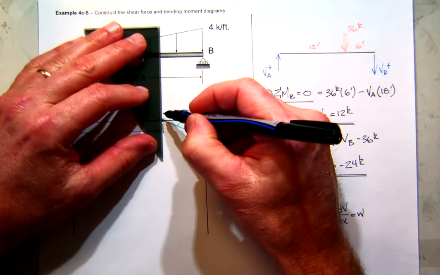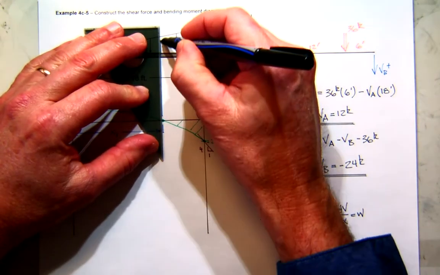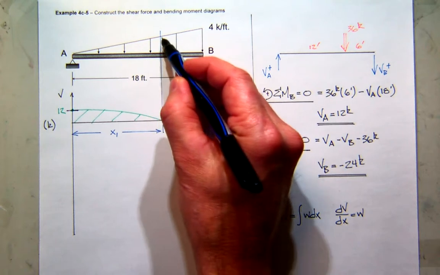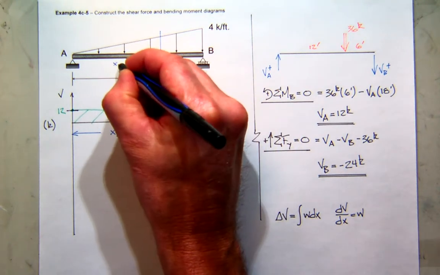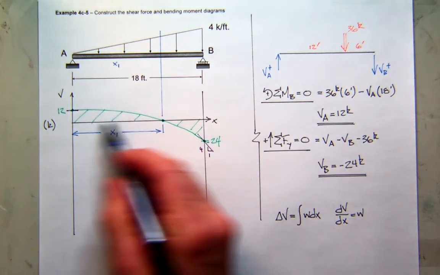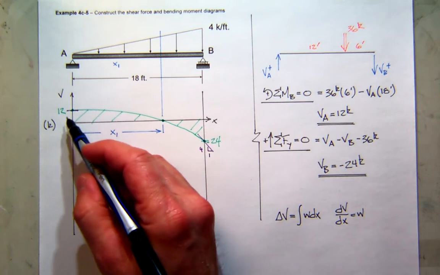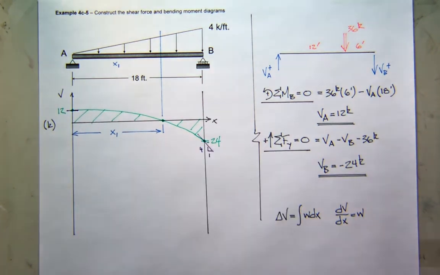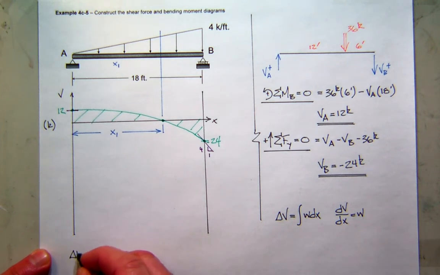And if I project that up, then I know that the area under my load diagram in this section, x1, is going to tell me how much this changes. And we already know how much it changes. If it starts at 12 here and it goes to 0, what's the change in shear? 12. So I'm going to come down here and write that. So the change in shear is equal to minus 12 kips.